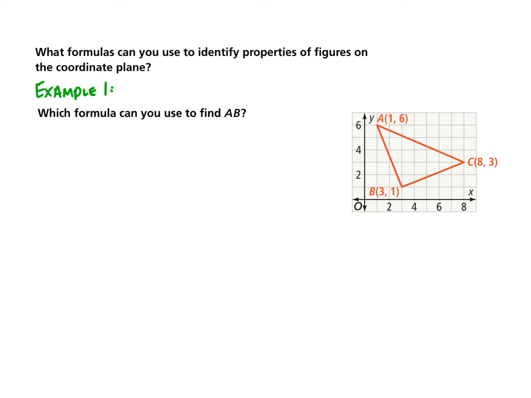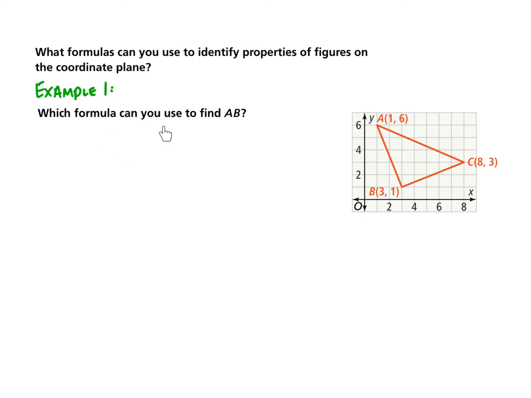So what we're going to do now is apply some of the ideas we talked about in that previous video to a few example problems. And we're going to start off by looking at this triangle here that we have on the coordinate plane. And we can see that we have the coordinates of each corner. So A is at 1, 6, B is at 3, 1, and C is at 8, 3.